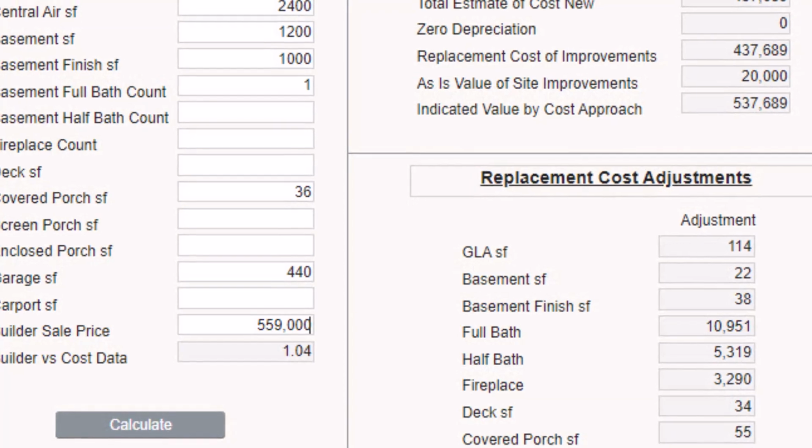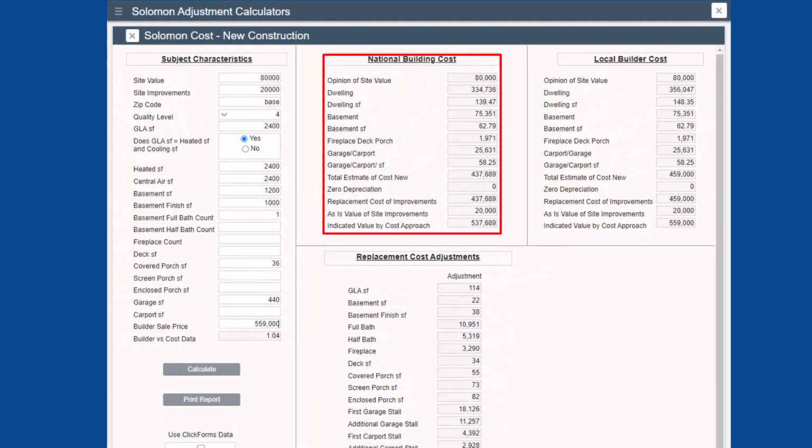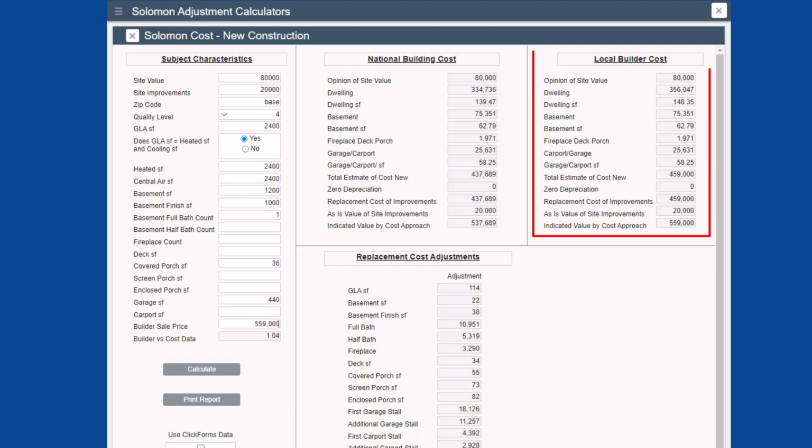Which numbers should you use in the cost approach section of your report? Use the national building cost numbers with your local zip code if they appear reasonable. If those numbers do not fit your local market, use the local builder cost numbers. Be sure to include a statement to that effect in your comments on cost approach.